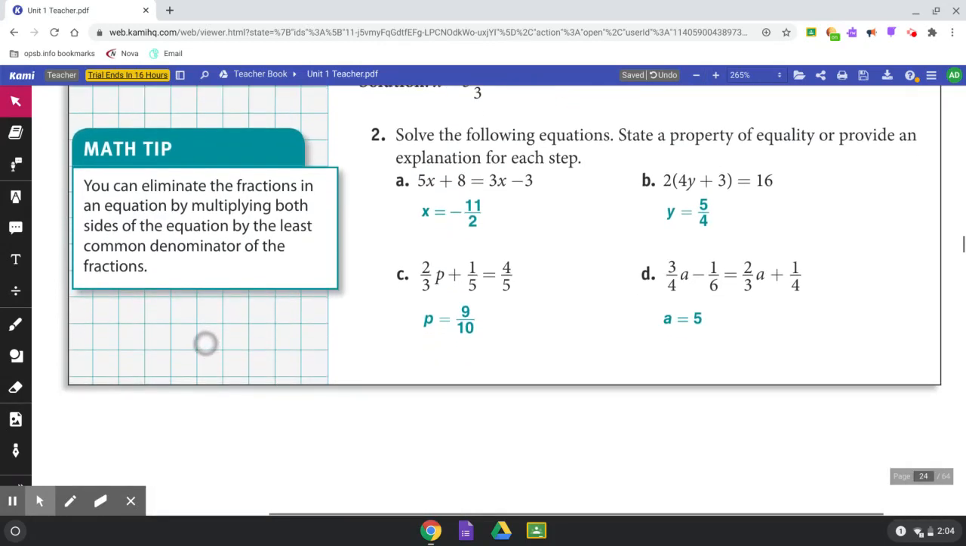Okay, now, number 2, parts A, B, C, and D, solving equations. I want you to pause the video and try to solve these equations on your own. See if you can get to the values of the variables that you're solving for. You can eliminate the fractions in an equation by multiplying both sides of the equation by the least common denominator of the fractions, okay? Or you can leave the fractions in and simplify using the fractions. So I want you to solve these equations and see if you can get to that point.